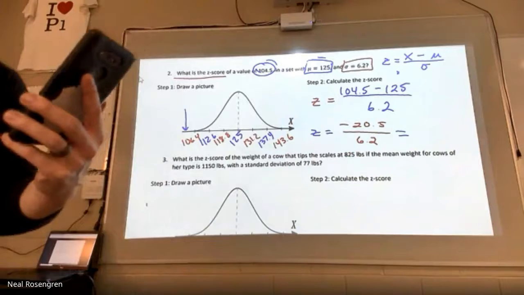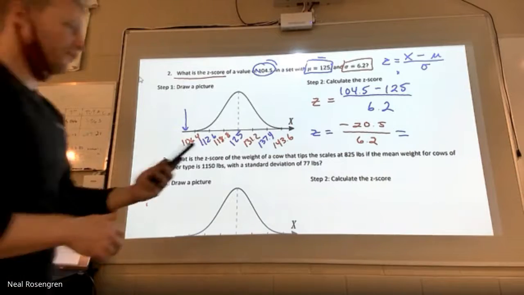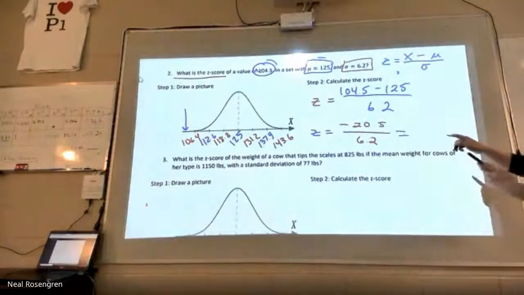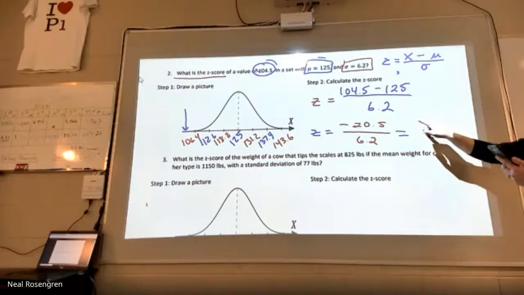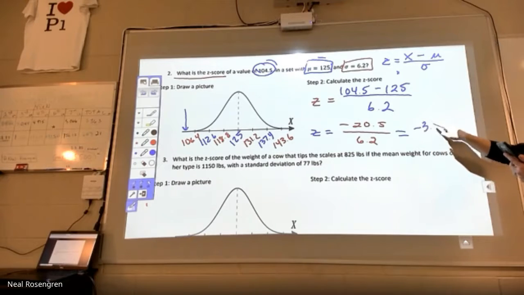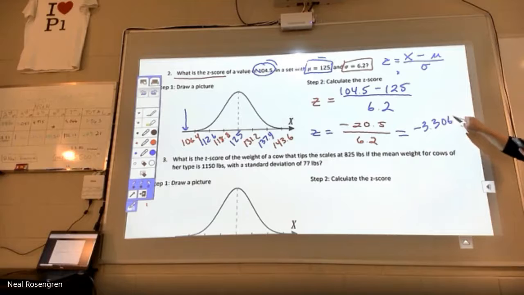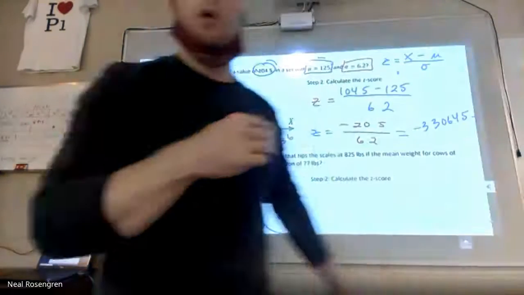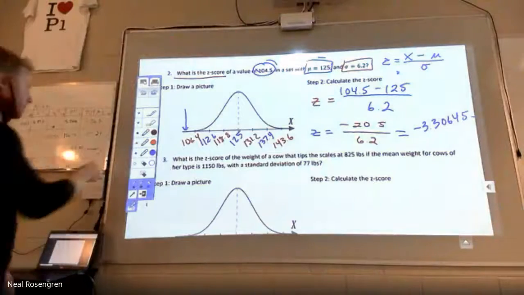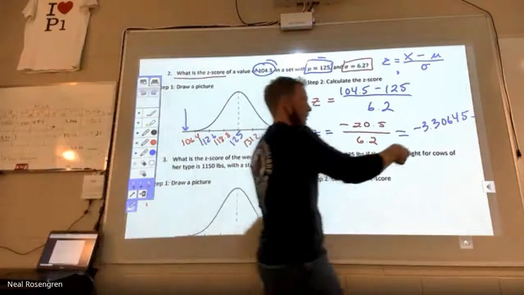Negative 3.306545. Here's what that number looks like. I'm not going to keep all of it though, so don't write this down yet. But it goes like that and keeps going. How many decimal places? Always, always, always. 2. Good. So I got to go to here.